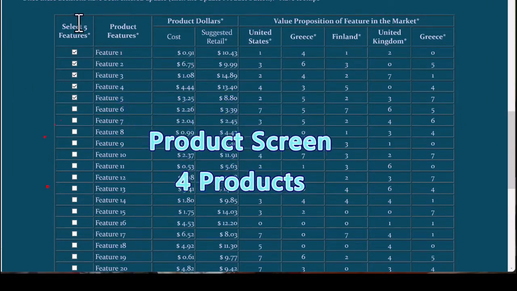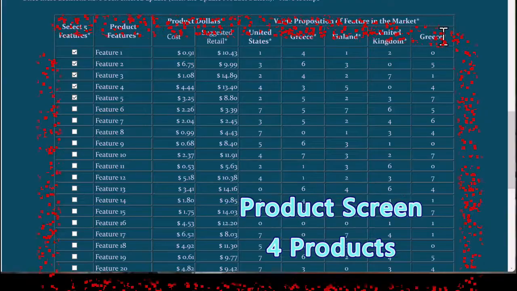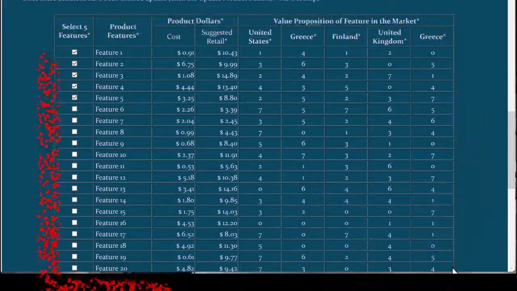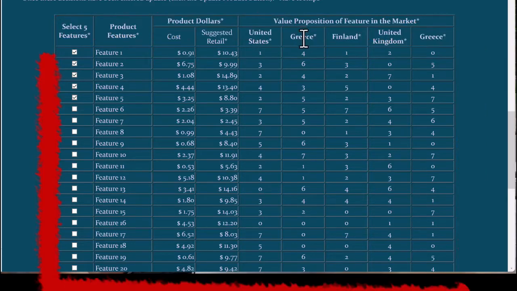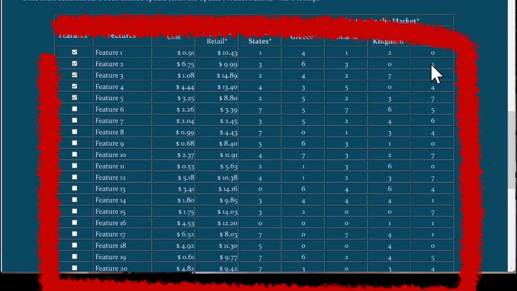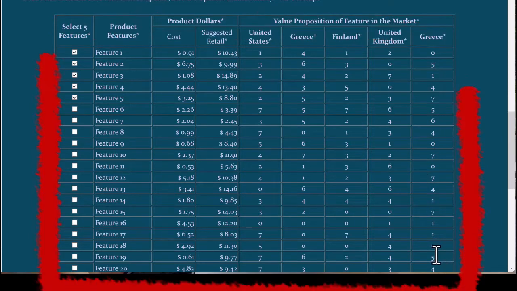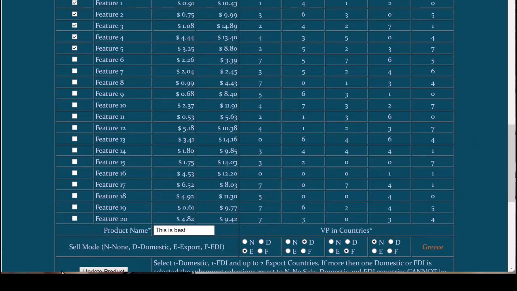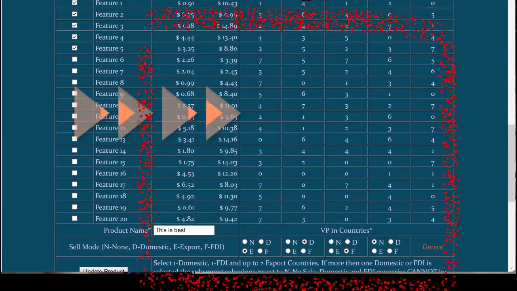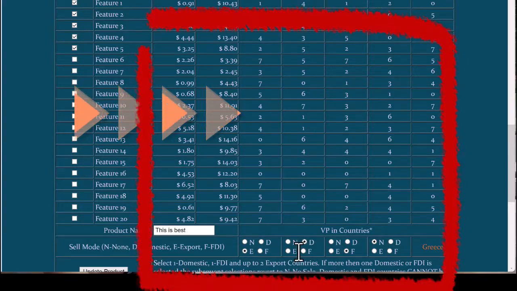There are 4 products you could have in the simulation. Typically, you will have a manager for each product, or you may have a product manager that manages all 4. Again, this is a team decision. But in all cases, the first component is to design the product or redesign the product. When you redesign a product, you are looking at the features that the product is composed of and the value proposition each of those features has in the market that it is being sold into.